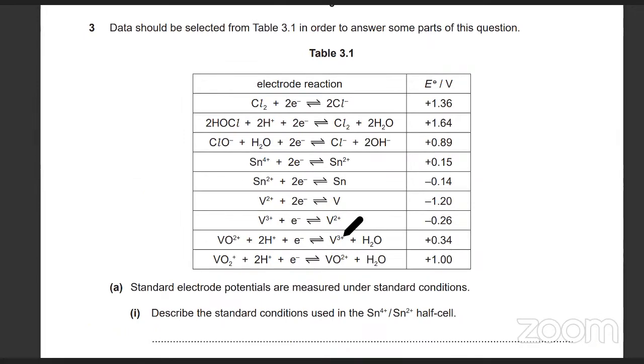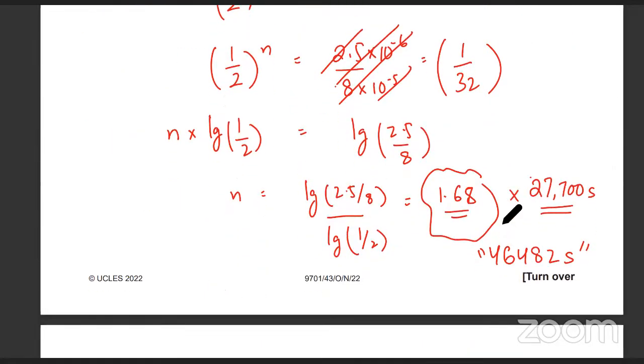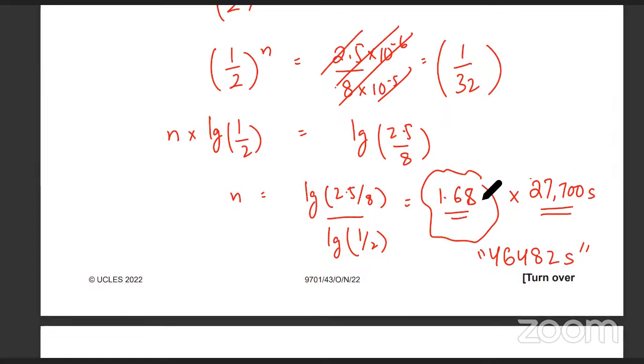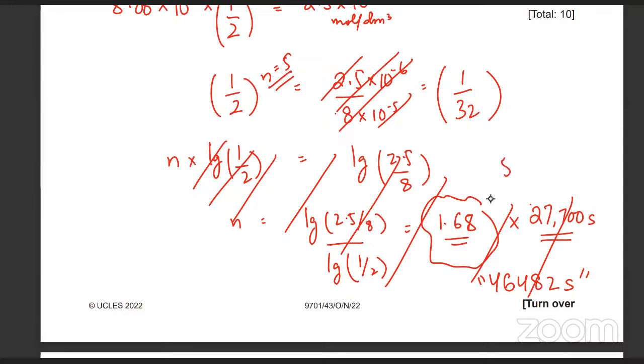Now here's the next question. Sir, what was the final answer of the one above? This one? Yes. The n, this was all wrong because we didn't take concentration. N came out to be 5, right? So 5 times the half-life, 27,700 seconds. Okay, is this clear?